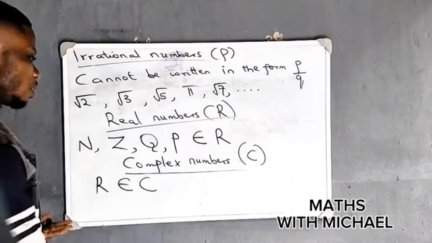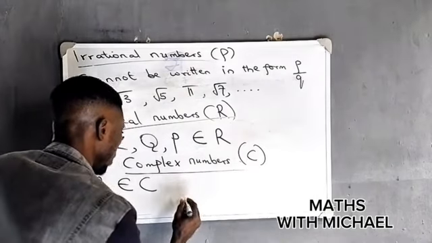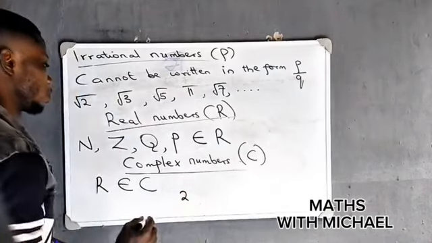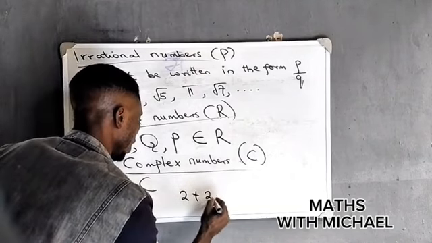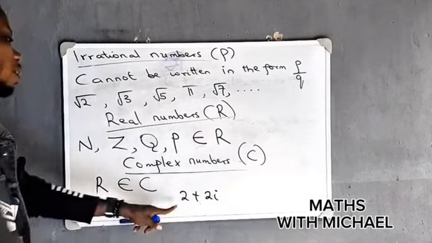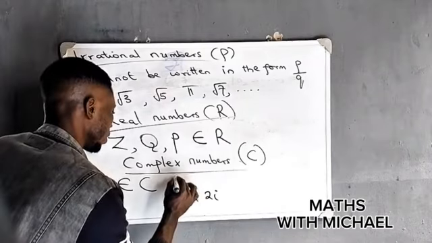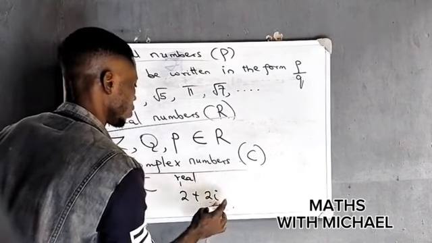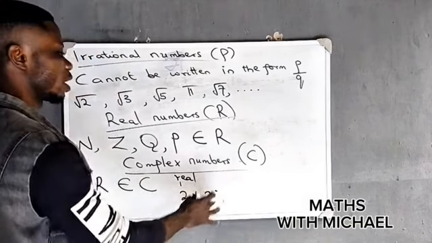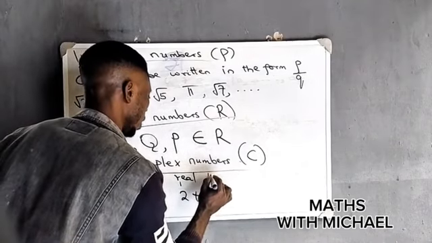And what are those real parts? The real parts can be written in this form. For example, we can write 2 plus 2i, where 2 here is the real part of this number. And this 2i, the one containing the i, where i means imaginary, is the imaginary part.